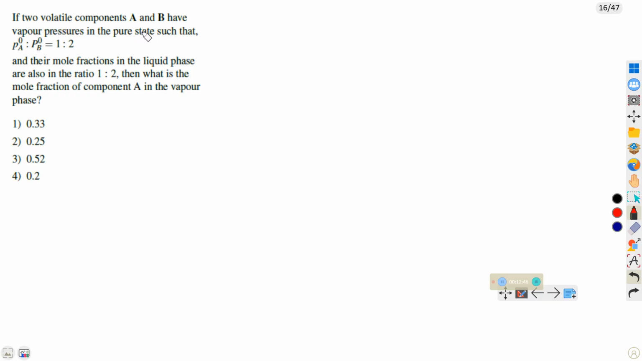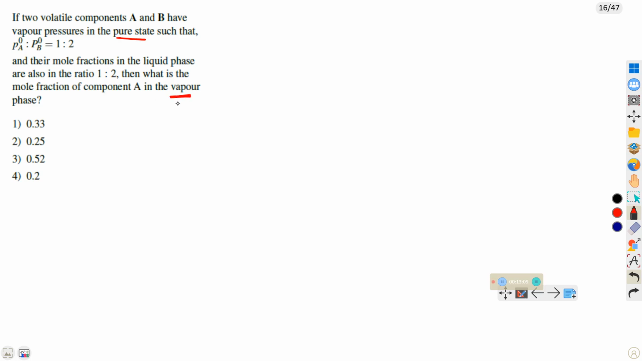If two volatile compounds A and B have vapor pressure in the pure state such that P0A to P0B is 1 is to 2, and their mole fraction in the liquid phase are also in the ratio 1 is to 2, then what is the mole fraction of the component A in the vapor phase?